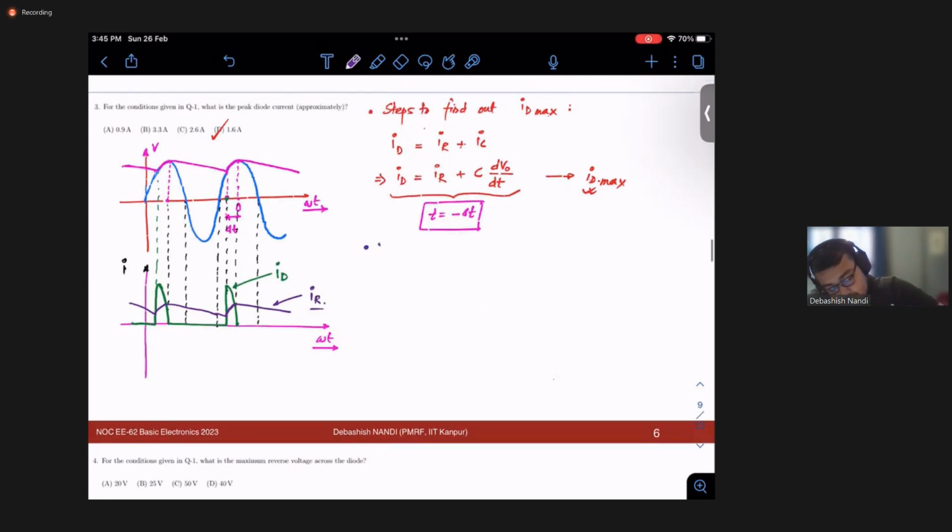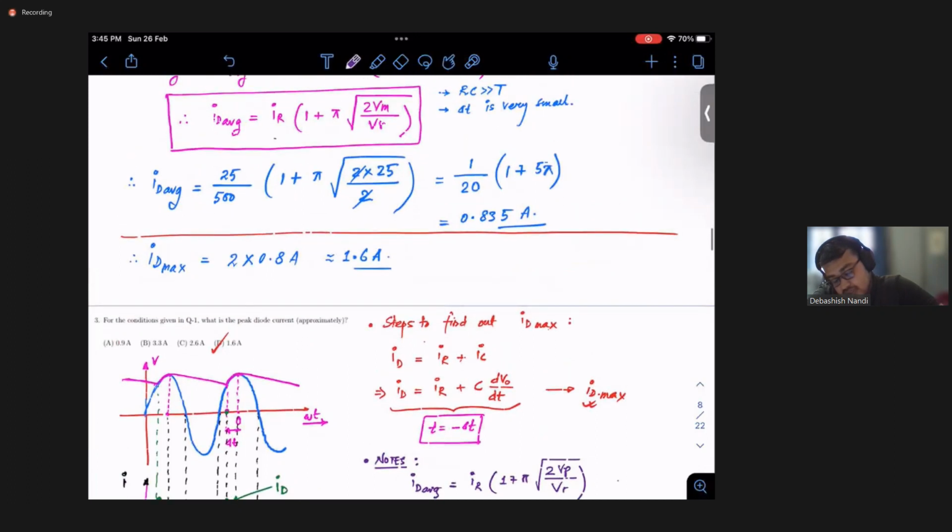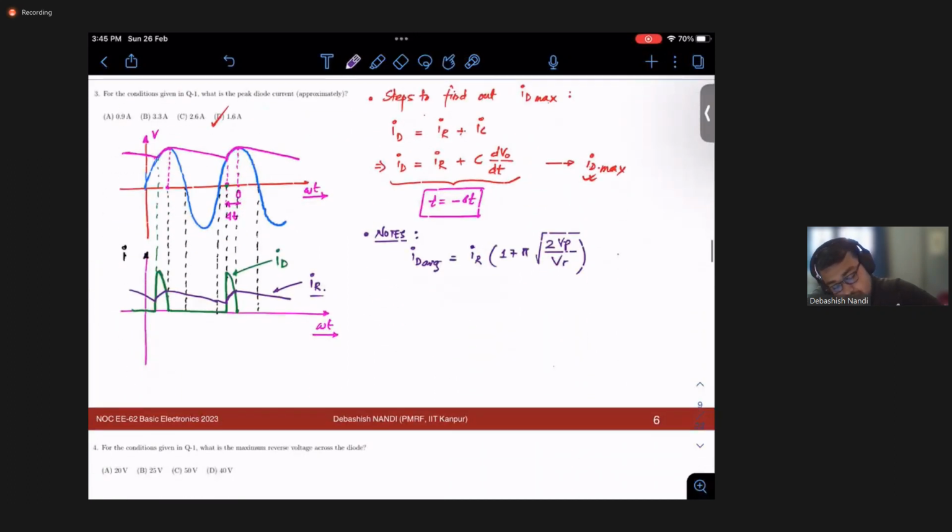Now see some interesting notes here. You see the ID average is equal to IR into 1 plus pi root over 2 Vp by VR, right? This was the expression we found. So you see, generally your Vp is much less than VR. That means this term is much more than 1. That means your ID average in general is much more than your load current, right? Or the resistor current.